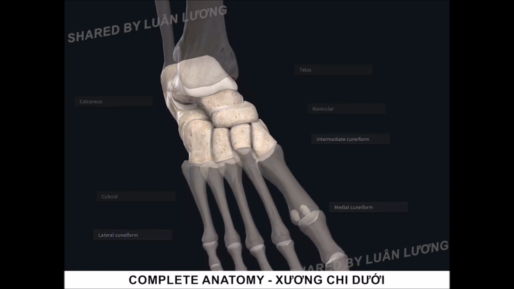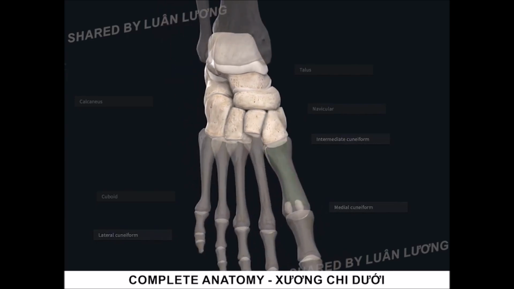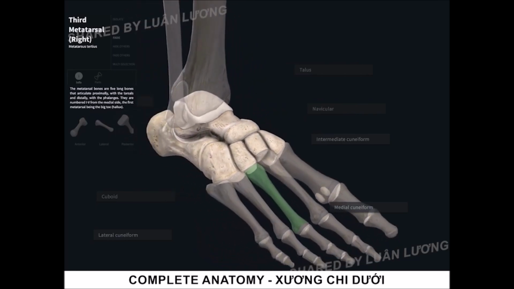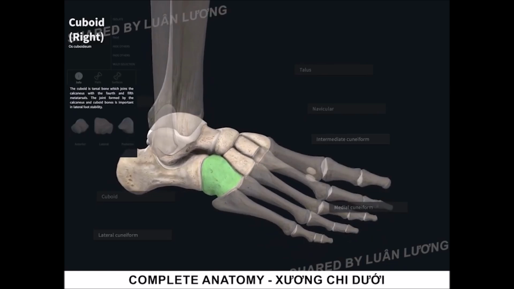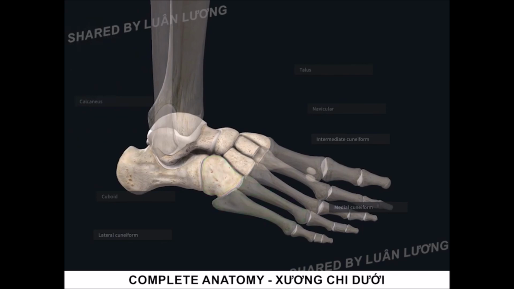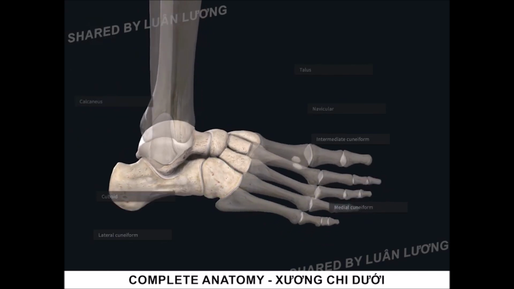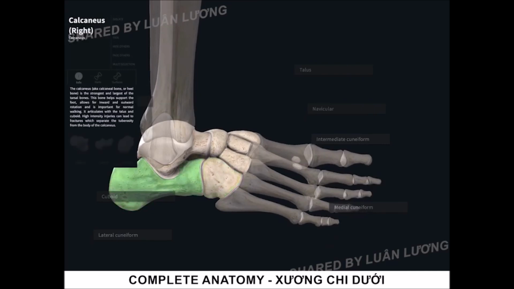And we can see that each cuneiform is going to meet up with its own individual metatarsal. And there is some amount of overlap between these bones where they meet. However, it's more or less a 1-to-1 ratio between these first 3 digits and the 3 cuneiforms. The last of the tarsal bones is the cuboid, and this is the square-shaped bone on the lateral aspect of our foot that meets up with the 4th and the 5th metatarsals. Note that posteriorly the cuboid is also going to be articulating with the calcaneus.